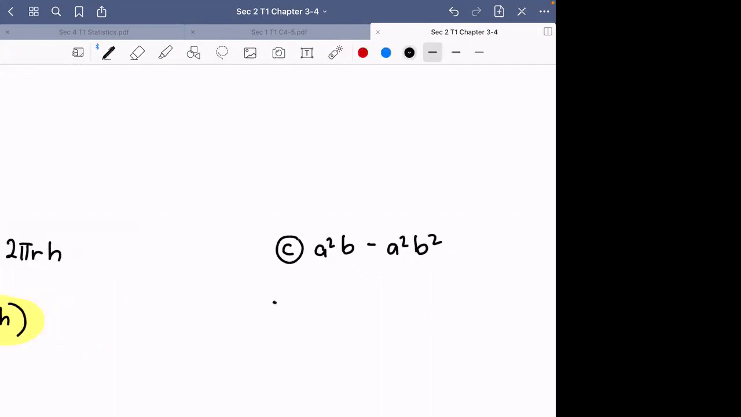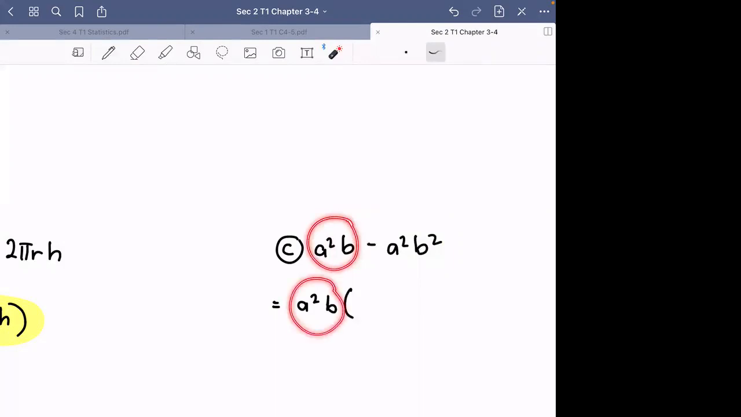Okay. So let's have letter C. For letter C, we have a squared b minus a squared b squared. We don't have any numbers. How about a? We can have a squared since they are the same, right? How about b? Which b are we going to use? Obviously, the one with the lowest index. So that's b.